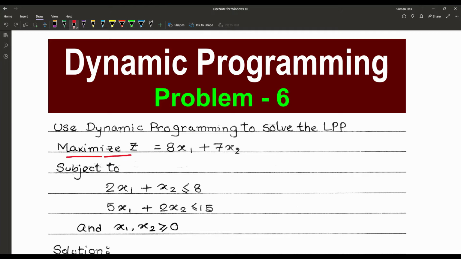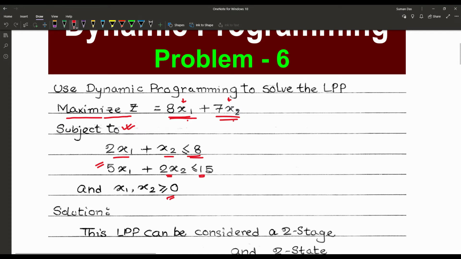z is equal to 8x1 plus 7x2, subject to constraints. Here the constraints are not only one but there are two constraints, as according to the objective function there are two variables x1 and x2. So the constraints are 2x1 plus x2 less than or equal to 8, and the second constraint is 5x1 plus 2x2 less than or equal to 15, and as usual x1 and x2 are greater than or equal to 0. Let's check how to solve that type of linear programming problem using dynamic programming.